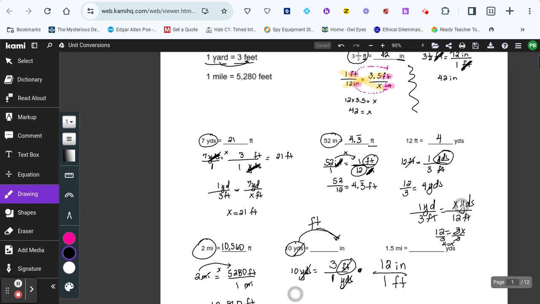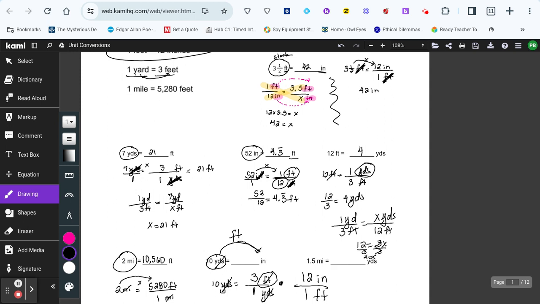I started off with 10 yards, and I know I couldn't go yards to inches, but I could go yards to feet. So I went yards to feet, but I made sure I put yards in my denominator. For dimensional analysis, you need one unit in your numerator and one unit in your denominator to cancel out. Okay, that left me with feet.